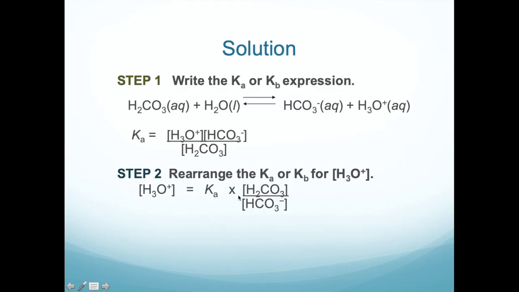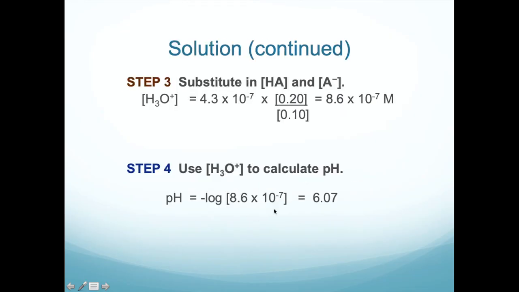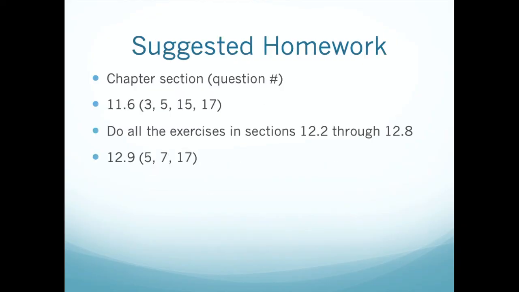Now you can get these three numbers from the question. The question tells you that the carbonic acid concentration is 0.2 molar, the bicarbonate concentration is 0.1 molar, and our Ka value is 4.3 times 10 to the negative 7. When we plug this in, we get 8.6 times 10 to the negative 7 molar for our hydrogen ion concentration. If we take the negative log of that number, we get a pH of 6.08. And that's the answer.